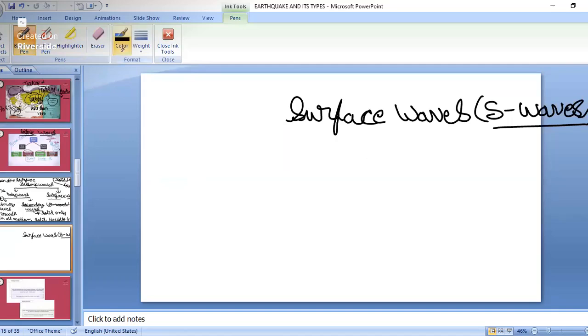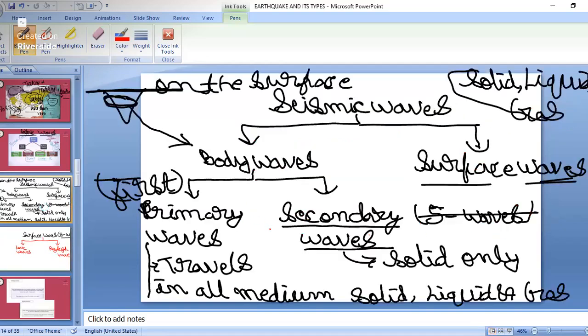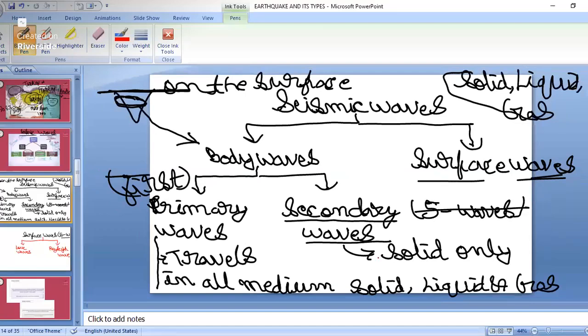Now, in the surface wave, we have two subdivisions: one is the Love waves, and the other is the Rayleigh waves. Regarding the media we are studying, the medium is important only for the primary and the secondary waves.